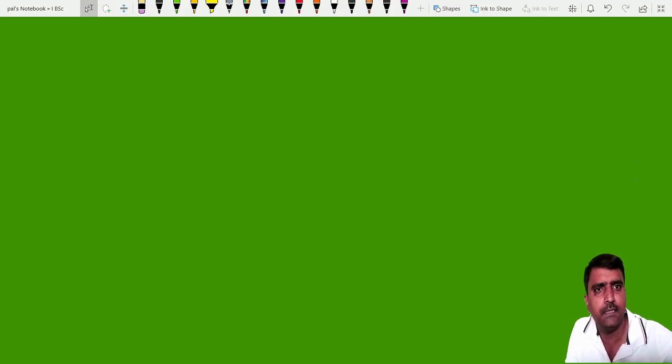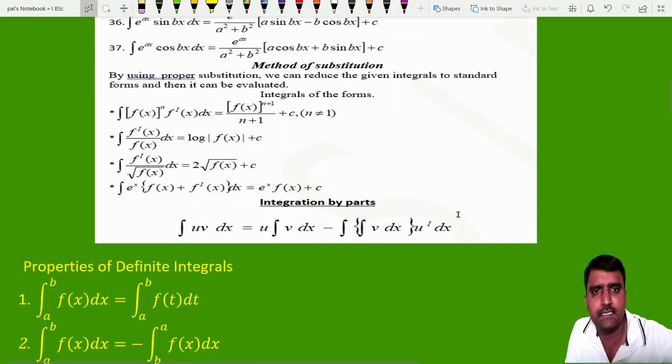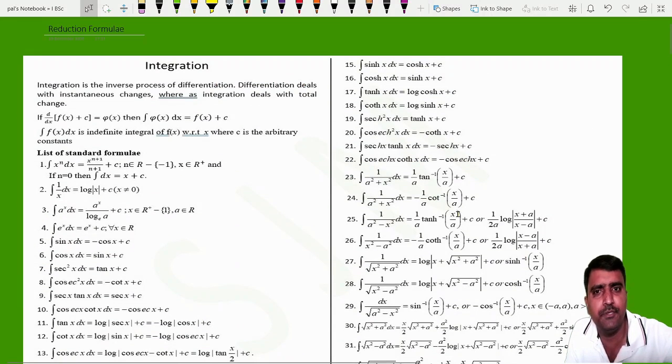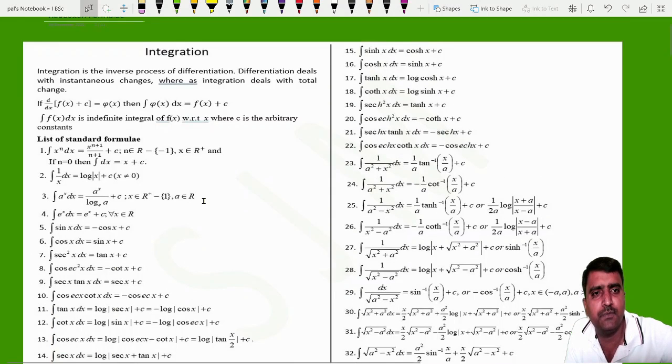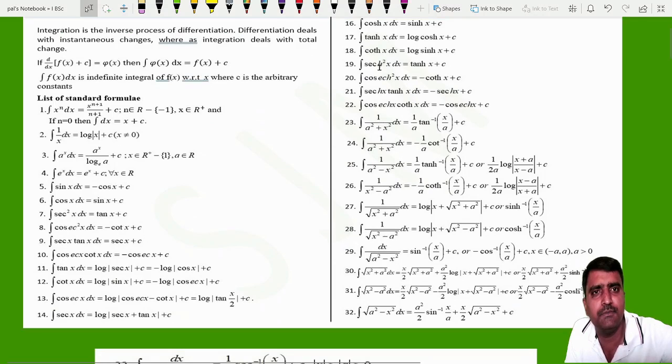Yes, before going to that, I just give some integration formulas that you studied in PU classes. Just look into this, and you should remember all these integration formulas. Integration of x to the n is x to the n plus 1 by n plus 1. Likewise, integration of 1 by x, a to the x, e to the x, sin x, cos x, secant square x, cosecant square x, secant x tan x. So it is a list of integration formulas. Once again, you should remember all these formulas: integration of 1 by a square plus x square.